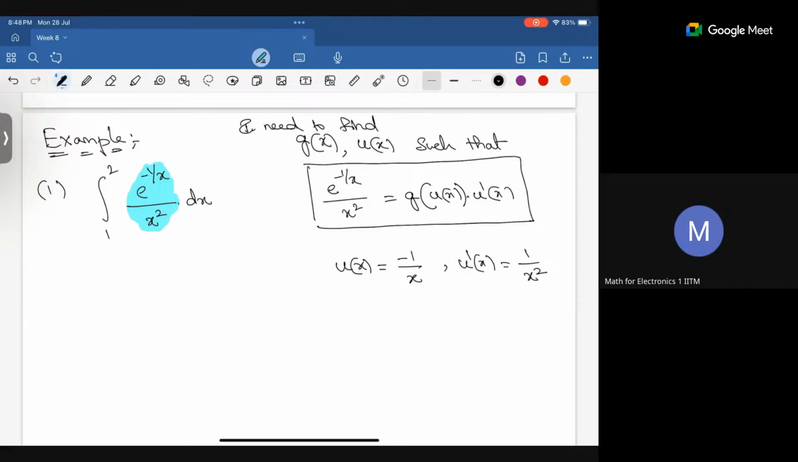So now what we have is e power u of x into u prime of x. Now from this, can we see what is g of x?